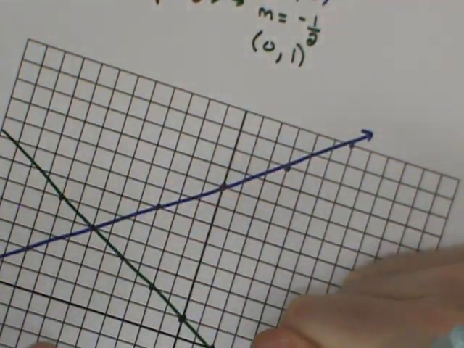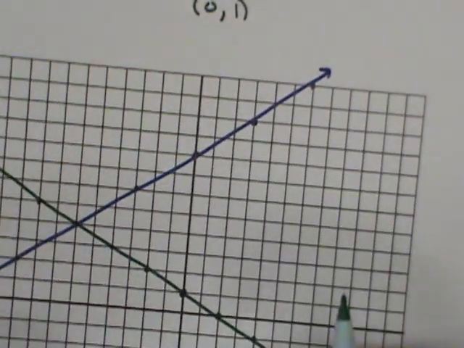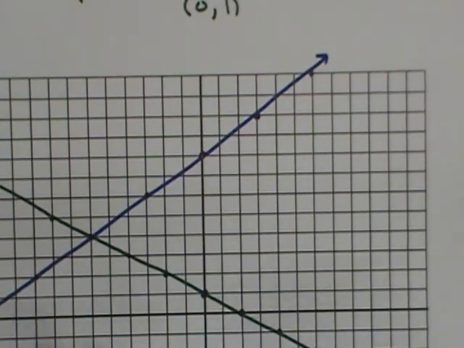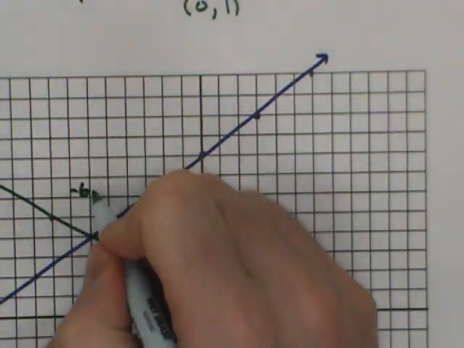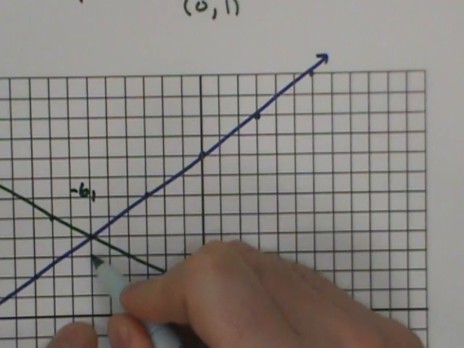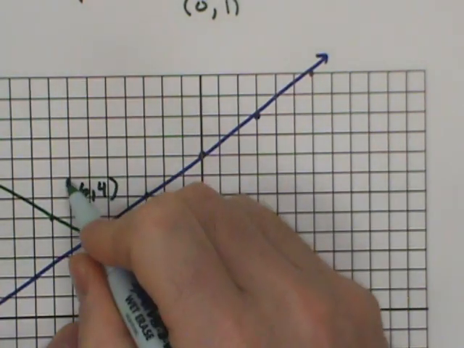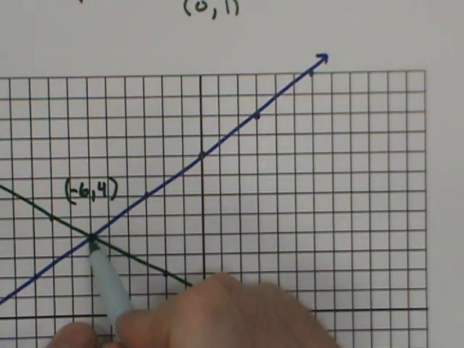This is one of our 3 types of solutions. We found a single point of intersection. I need to identify that. So I go 1, 2, 3, 4, 5, 6 to the left. That would be a negative 6. And up 1, 2, 3, 4. My ordered pair represents the point of intersection.